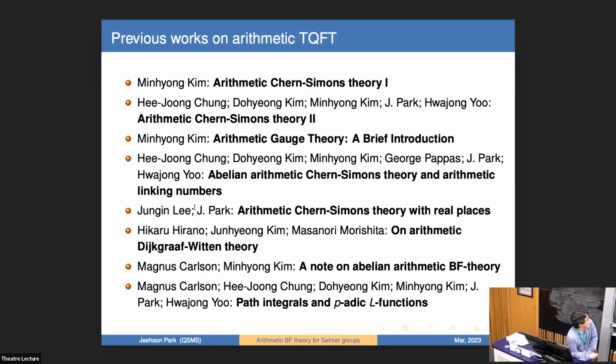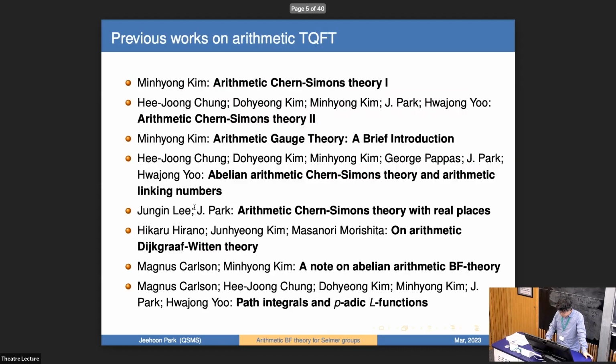So they derived a certain formula in arithmetic BF theory and connected this to Selmer groups, Tate-Shafarevich groups, class groups and things like that. So that's the reason why we need another arithmetic TQFT, arithmetic BF theory. Based on this arithmetic BF theory, we were able to actually connect the path integral to the Kubota-Leopoldt p-adic L-functions. Certain connections. It was not complete, but there are actual connections there.